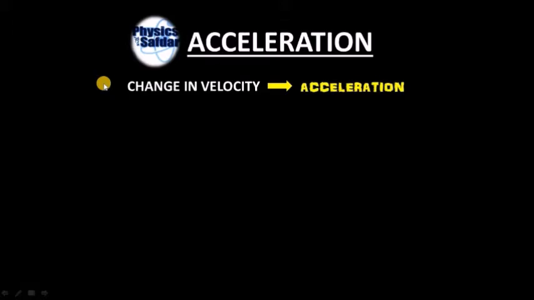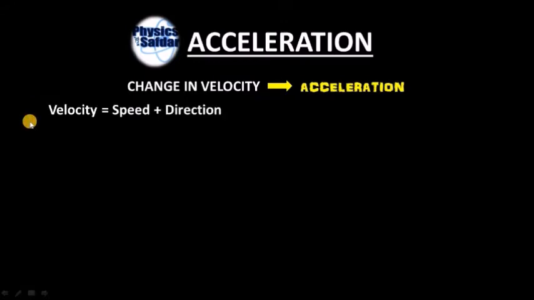The topic you are going to learn is acceleration. When we look around us, some objects are at rest and others are in motion. The term acceleration is used for moving objects only. But there is a condition. Look at the screen. Change in velocity produces acceleration. Now you are going to learn how the velocity changes.